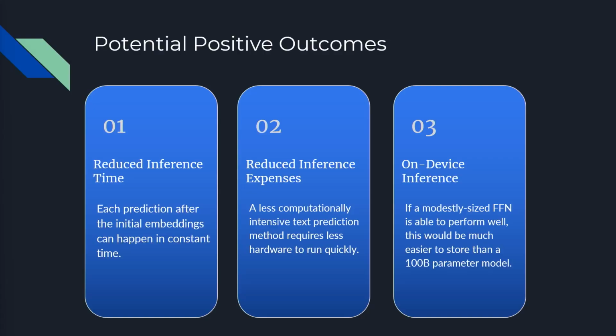So some potential positive outcomes of this would be reduced inference time and reduced inference expenses. This would be constant time and constant compute in terms of inference, because again, each of these embeddings is a point in the same high dimensional space. So regardless of whether it's a sequence of, say, 10 words or 200 words, it's still the same total amount of computation that you have to do on the input.